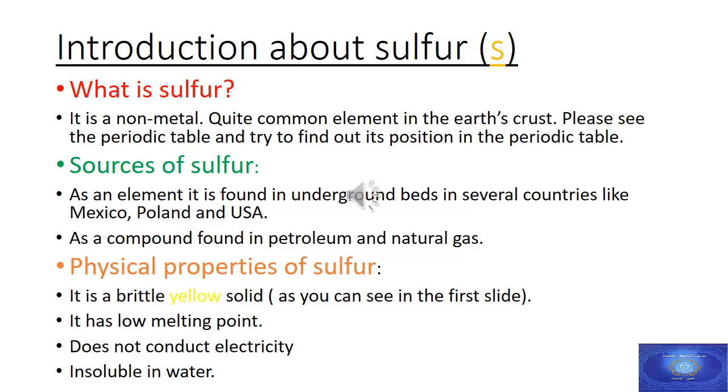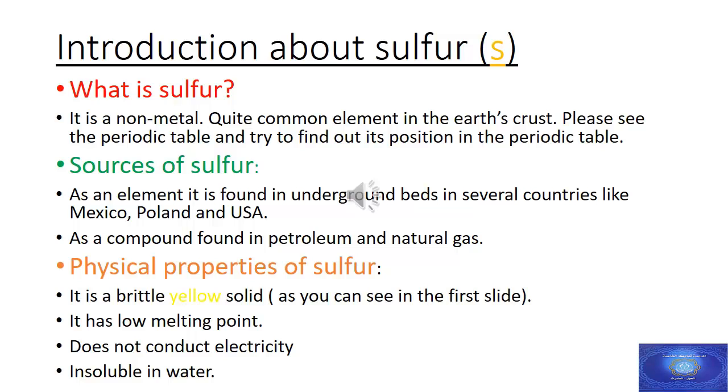The first lesson is about the introduction about sulfur. What is sulfur? It is a non-metal and a common element in the Earth's crust. It is mainly found in the Earth's crust. Please look into the periodic table and find out its position in the periodic table, like its group, periodicity, atomic number, mass number, and so on.